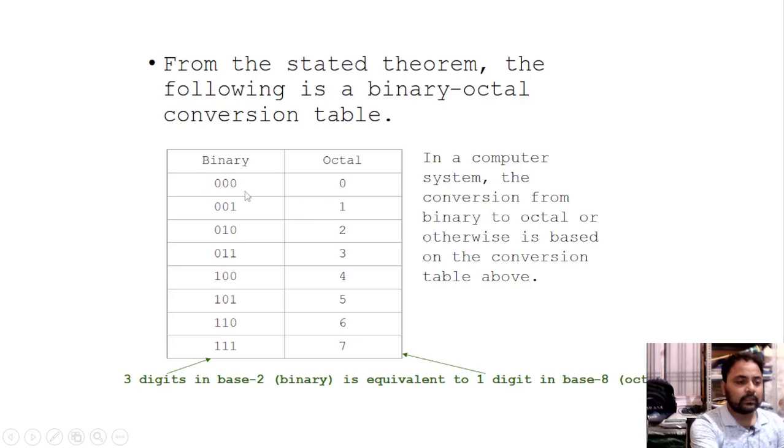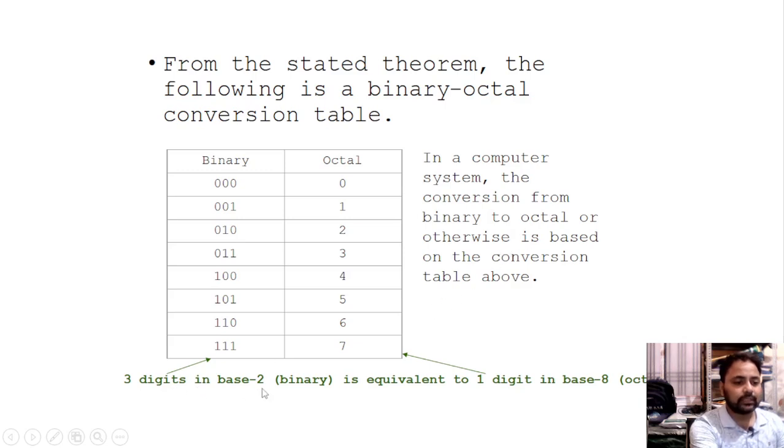There are the systems of numbers, in matrix form, the binary and the octal: 000, 001, 010, 011, 100, 101, 110, 111. Same: 000 in octal is 0, 001 in octal is 1, 010 in octal is 2, 011 in octal is 3, 100 in octal is 4, 101 in octal is 5, 110 in octal is 6, and 111 in octal is 7. So in a computer system, the conversion from binary to octal or otherwise is based on the conversion table above.